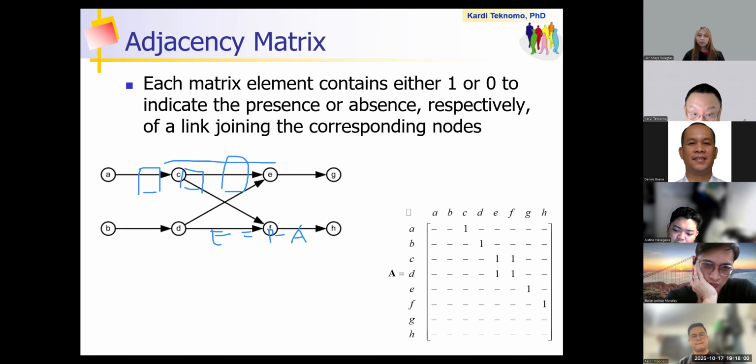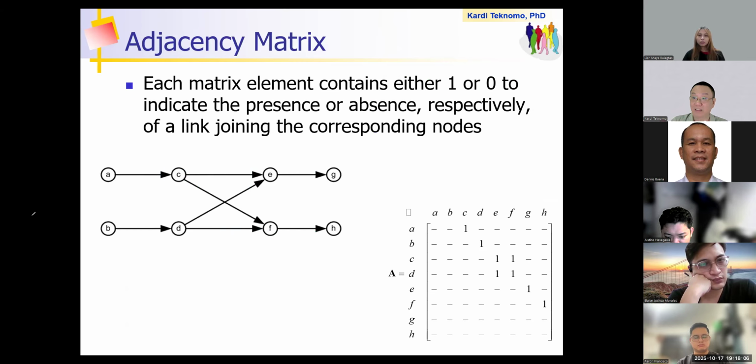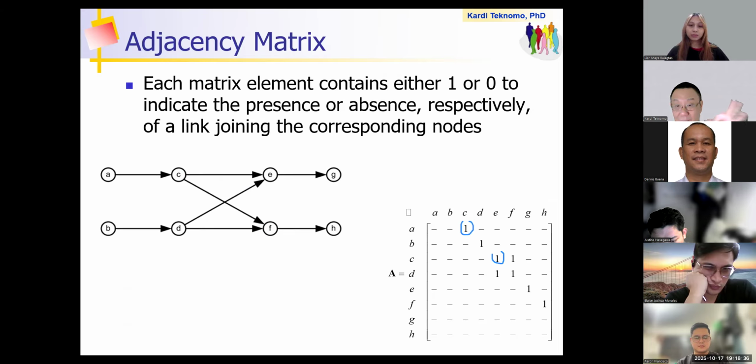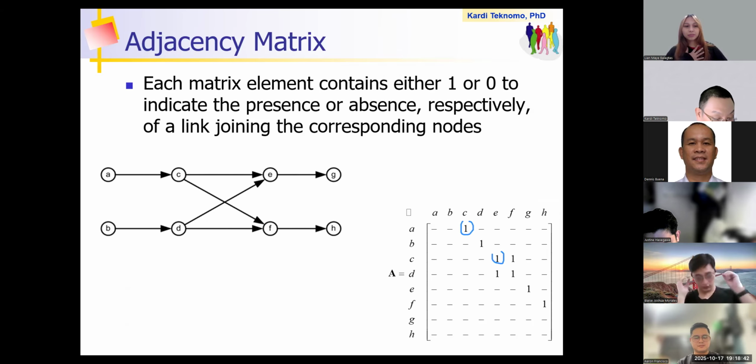Next. Let me clean up. So now this is an example of an adjacency matrix. If you have this network, this is not strongly connected, but any network can be weakly connected, no problem. From A to C, that is one, to C to E, that is one, and so on. So from the network you can get the adjacency matrix, and from the adjacency matrix you can draw the network.